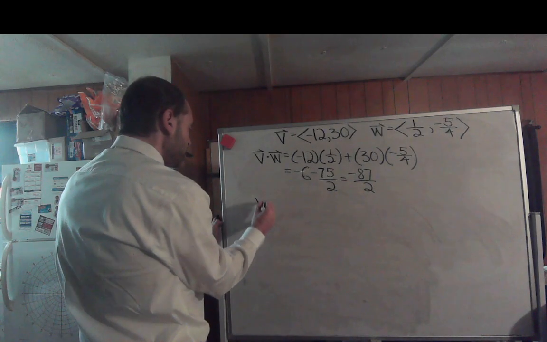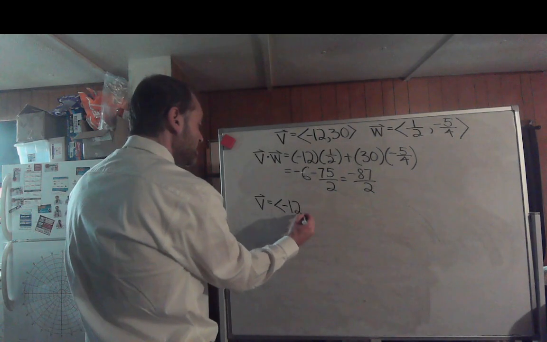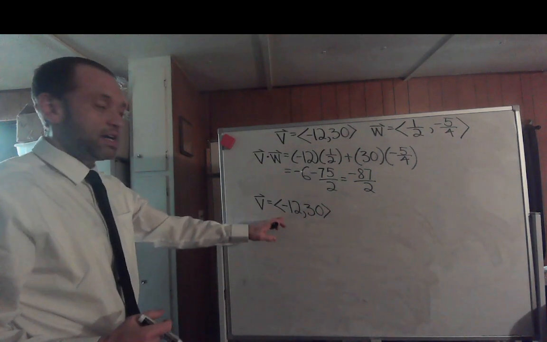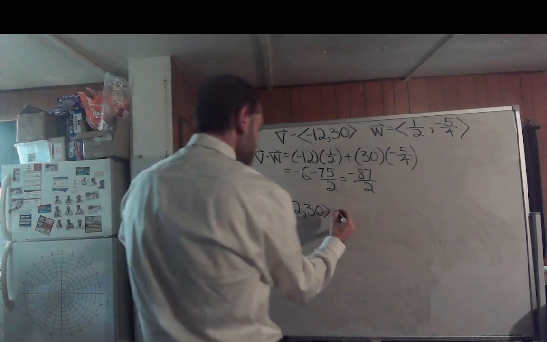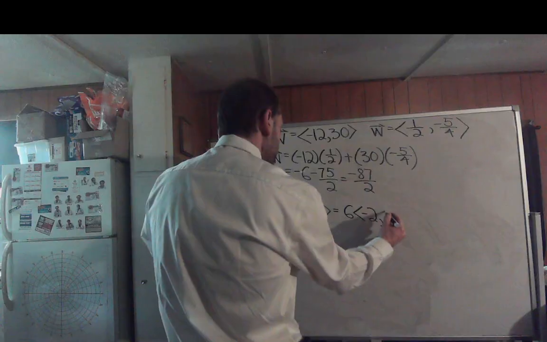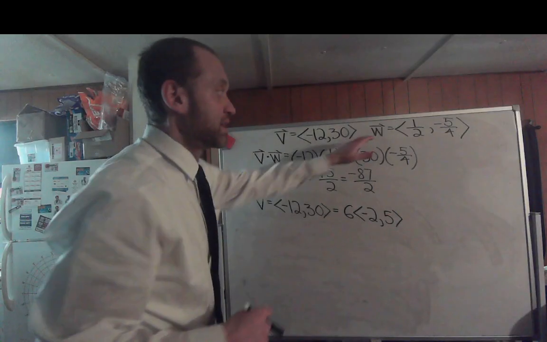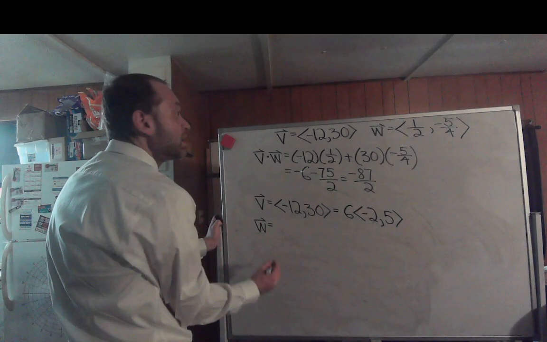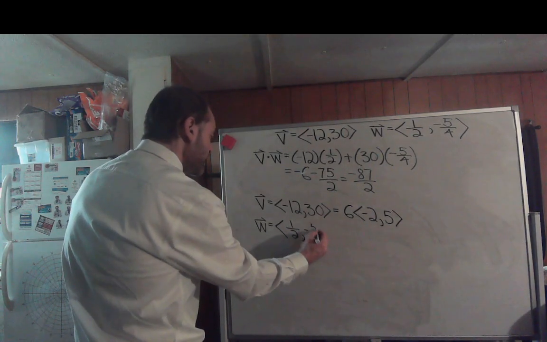So vector v equals negative 12, 30. Well, here's the thing. Can we factor out anything in common between the negative 12 and 30? There's a factor of 6, isn't there? We could factor out a 6 times the vector negative 2, 5. But can we do something similar with vector w? Well, let's look at vector w. That's going to end up being the vector of 1/2, negative 5/4.